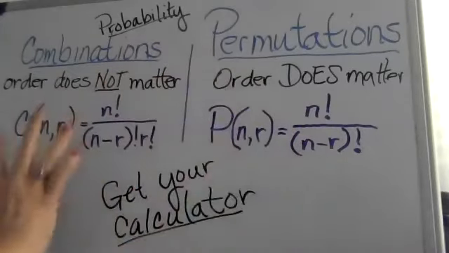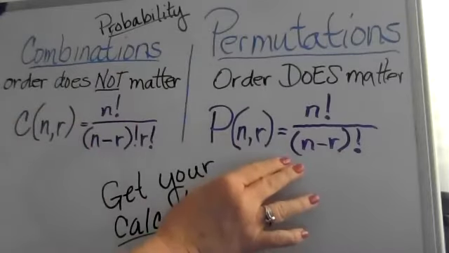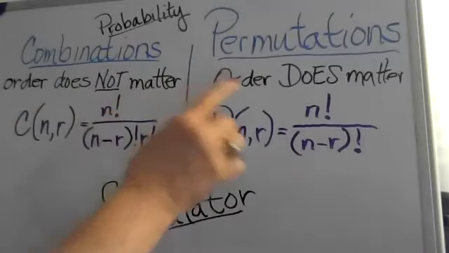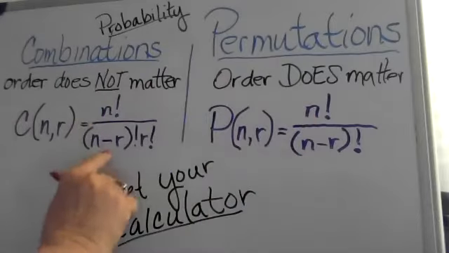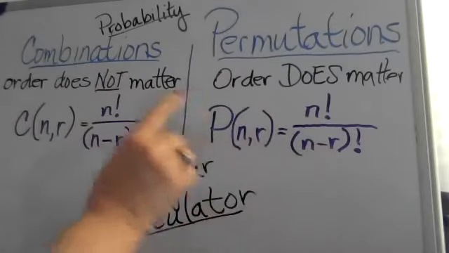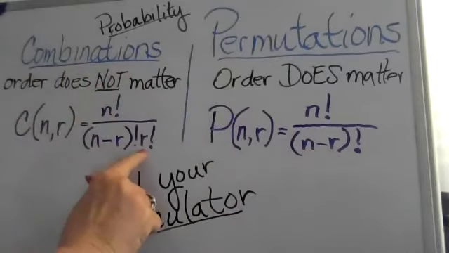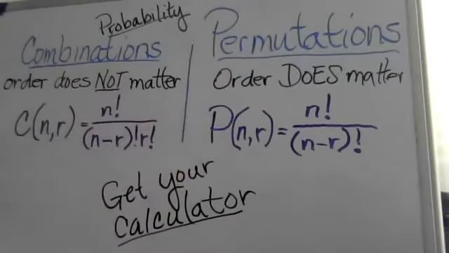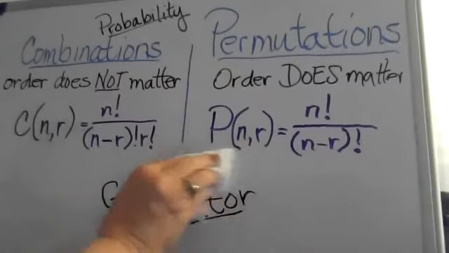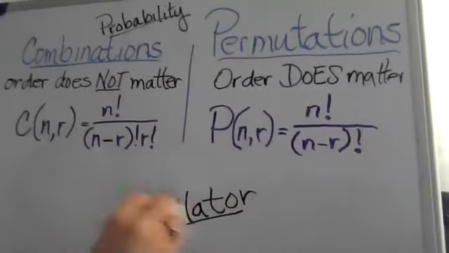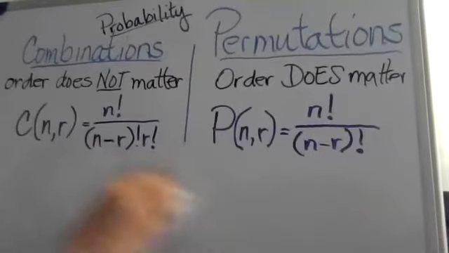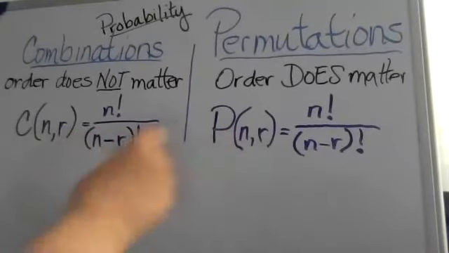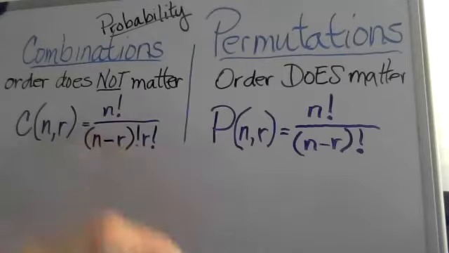If you'll notice, the only difference in the formulas is that the top is exactly the same and the bottom is exactly the same, except combinations actually has an extra piece right here. If for some reason you're trying to memorize these formulas, I don't know that they're on your formula sheet. I'll have to look. They're exactly the same, except for this extra R factorial.